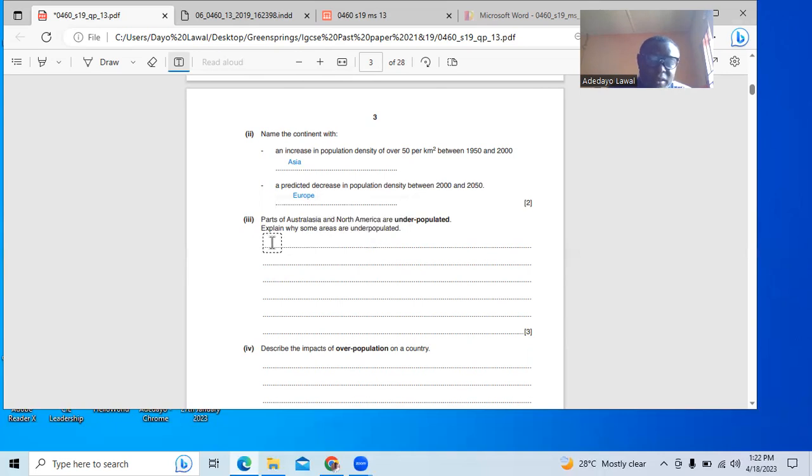So what are the reasons for underpopulation? Normally, we talk about push factors like war, natural disasters, and all of that. Maybe lack of jobs. Well, those are not wrong, but that is not all they want to hear from this question. So number one, they want to talk about maybe there's more resources than the people.